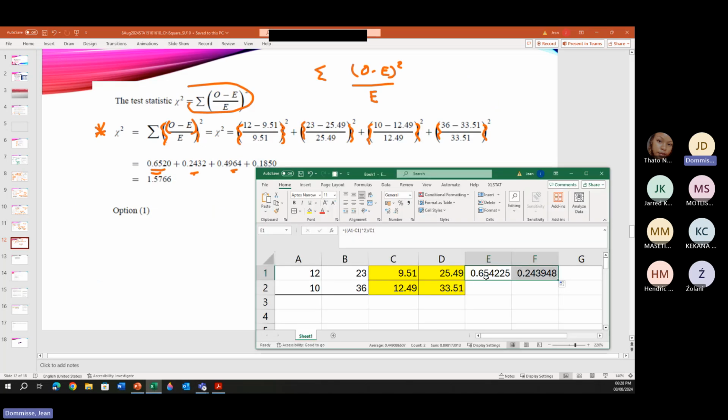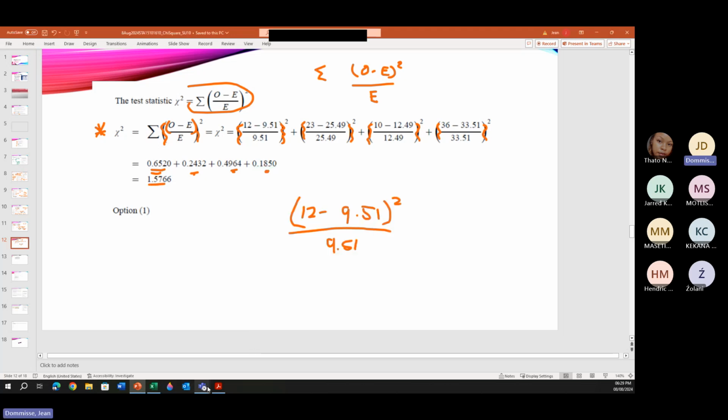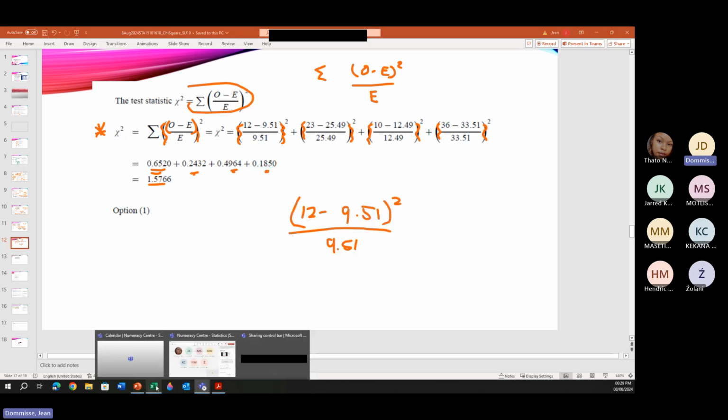So you can see the 0.64 of 654, so very close. 2.2439, 2.243, 0.4964, very close. Okay, so if we sum all of that, it is very close to that number that we got.